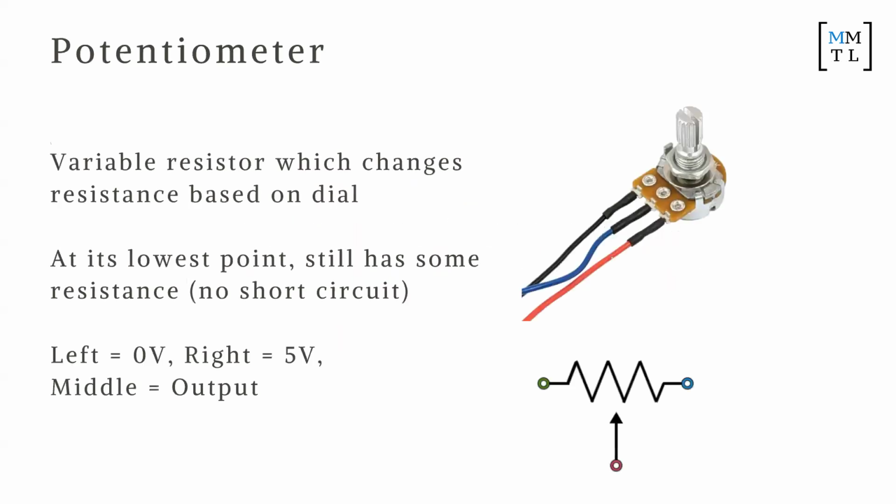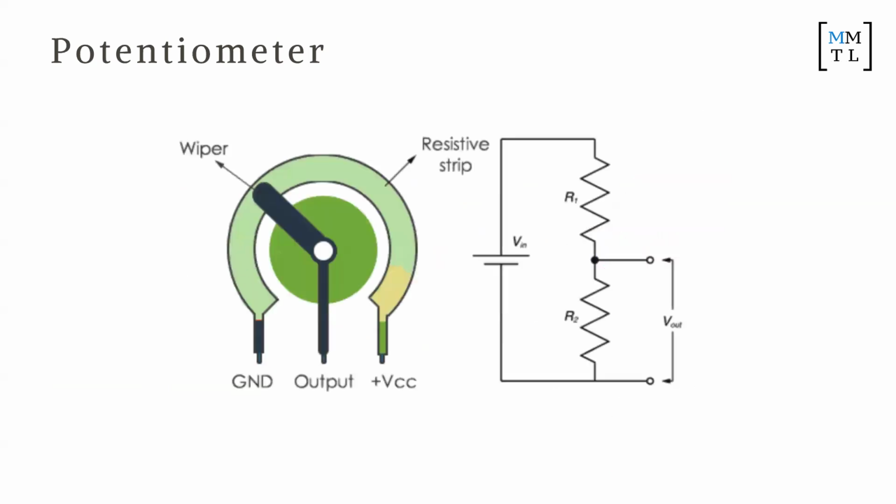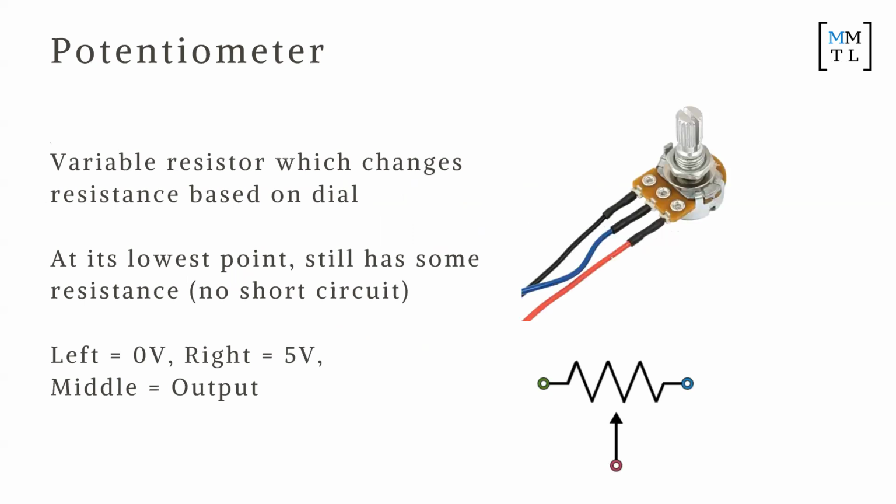And then, so we skip through this. Oh yeah, so this is how a potentiometer works. It's a variable resistor that changes resistance based on the dial. At its lowest point, it still does have some resistance, and this is the symbol here. The lines here are pretty critical. Red is 5 volts, black is 0 volts, and this middle one is the one you're actually trying to analog read.